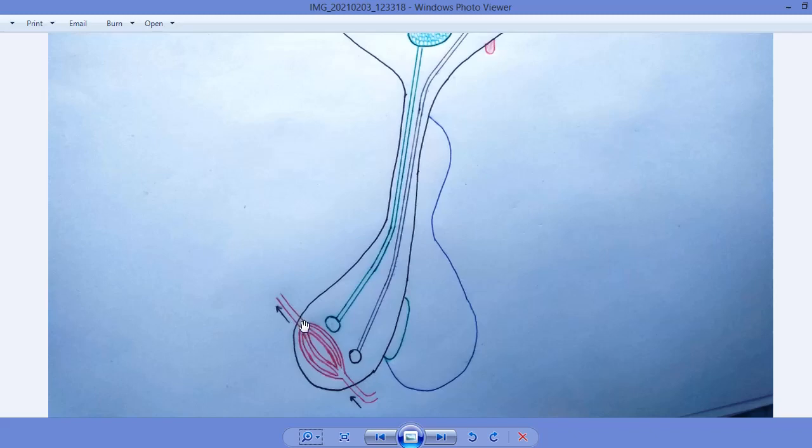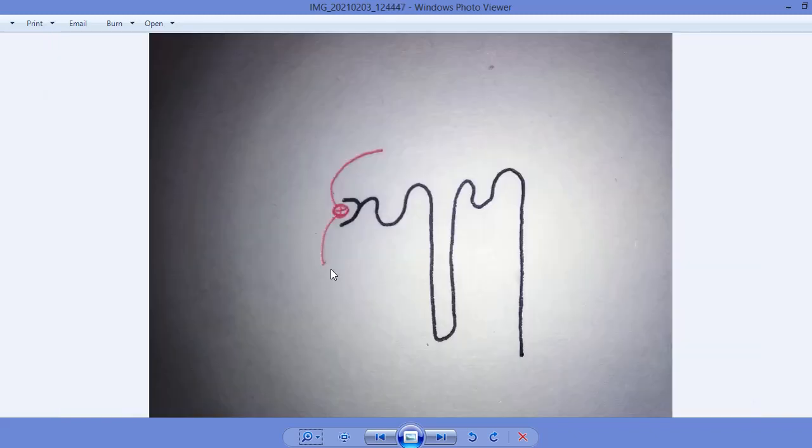It also goes to the kidney. When this blood reaches the kidney, what does it do? I'm going to show you. It comes in contact with the nephron. As we know, this is a nephron, this is the glomerulus, this is the Bowman capsule, and this is the proximal convoluted tubule. This is the descending loop. This is the loop of Henle. This is the ascending loop. This is the distal convoluted tubule, and this is the collecting duct.